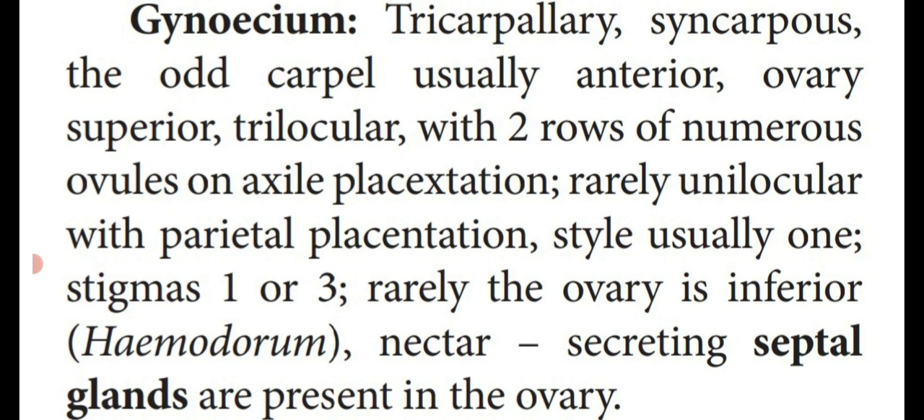Out of these 3 carpels, 2 of them are arranged in pairs, and only one is located at the anterior position. The ovary is present at the top, so superior ovary. Numerous ovules, that is many ovules, are arranged in 2 rows of axile placentation. Rarely they contain only one locule or chamber, unilocular, arranged in parietal placentation. Style usually only one. Stigma may be 1 or 3. Rarely the ovary is inferior. Example, Haemodorum. Important 1 mark question.